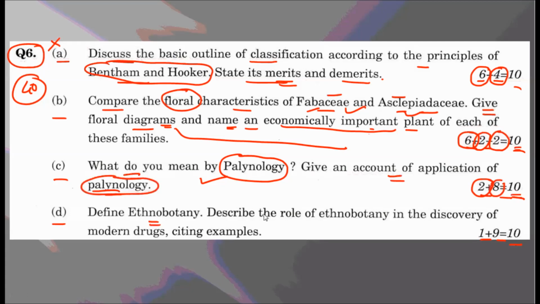Describe the role of ethnobotany in discovery of the modern drugs, citing with the suitable example. All right. So in the first part of the question, you just have to define ethnobotany, and for that you will get the 1 mark. And then you have to describe the role of this ethnobotany in discovering the modern drugs. How modern drugs are discovered by the knowledge of this ethnobotany. And for this, you will get the rest of the 9 marks.